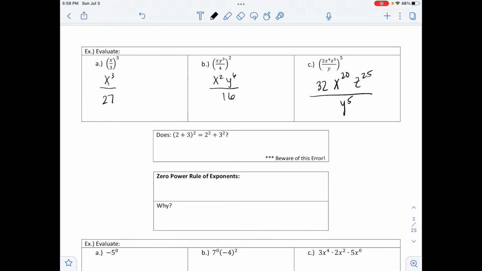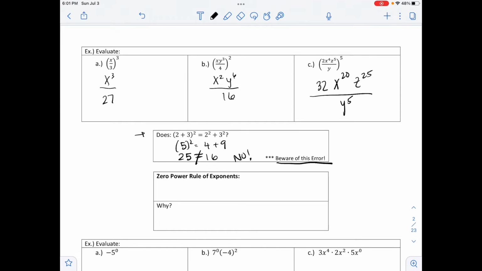So this rule only works when you're multiplying or dividing things inside those parentheses. It does not work if you're adding or subtracting, and you can see that in the example right below. So it says, does 2 plus 3 squared equal 2 squared plus 3 squared, as if you're distributing that exponent to both of those terms. And so you can see this by checking 2 plus 3 is 5, 5 squared, and then working out the other side, we would have 4 plus 9. 5 squared we know is 25, and then 4 plus 9 is 13, and you'll notice that those are not equal, so no. This is an error, and so this is something to be very careful of.